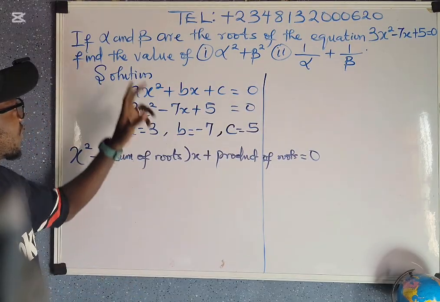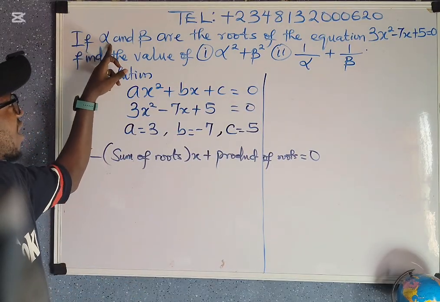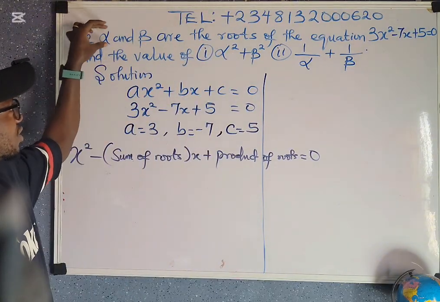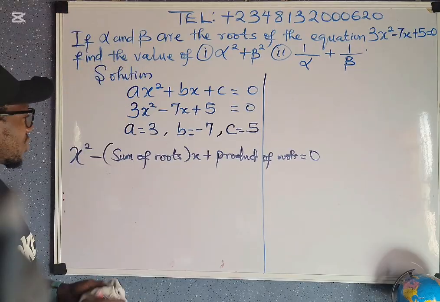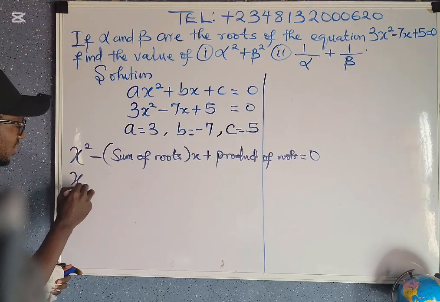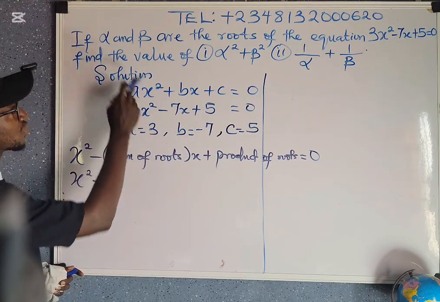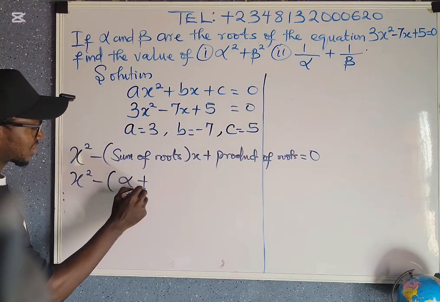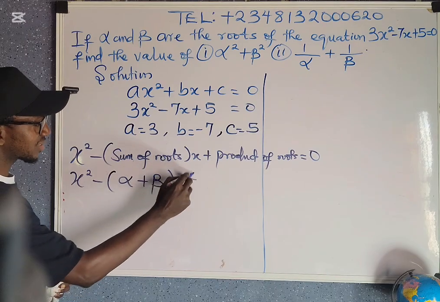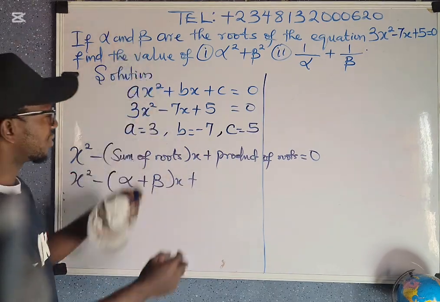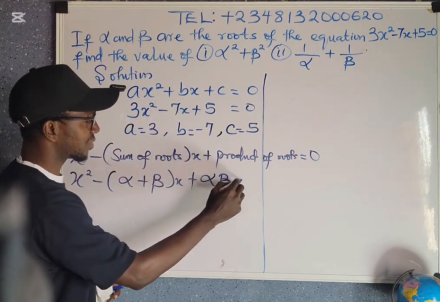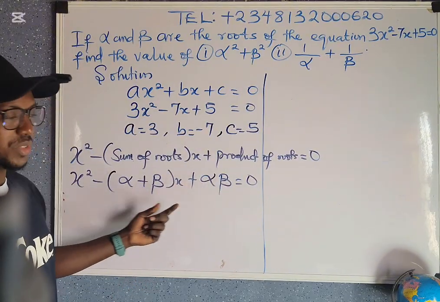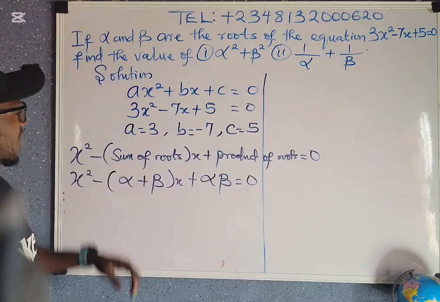Now, this sum of roots, if you go back to the question, we're told that alpha and beta are the roots, so we've been told that these two parameters are the roots. So that means if we come to this equation, the sum of roots represents alpha and beta. Sum in mathematics is indicative of addition. Then the product of roots means alpha times beta. So this is the general representation if we are given alpha and beta.